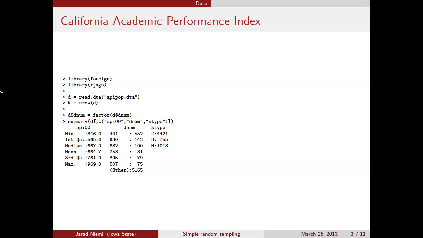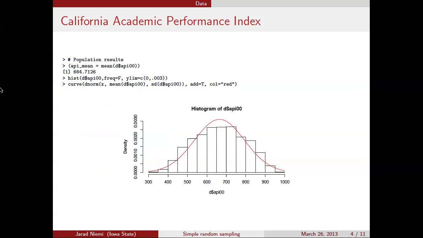So again, what we're really interested in is estimating this from a sample of schools. Our objective here is just to get the number 664.7, with some uncertainty around it. I recalculated it there because I forgot that it was in the summary table.